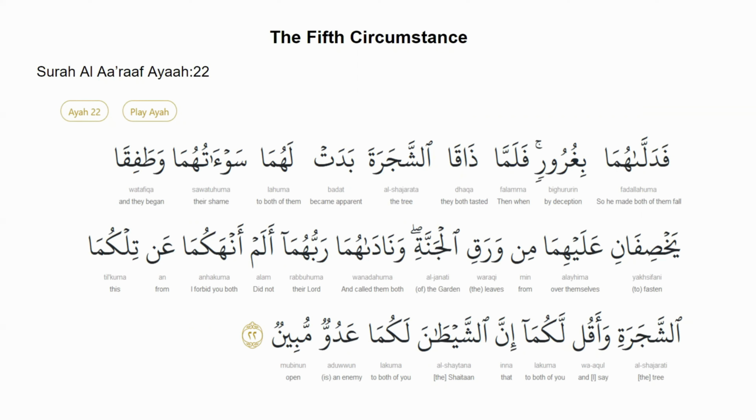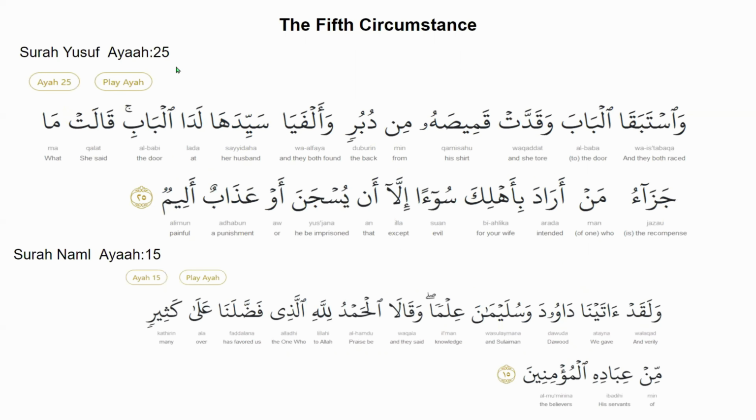Like this, in Surah Yusuf, ayah number 25, you can see wastabaqa, and they both raced al-baba, to the door. If I don't do Nabr here, there is a possibility that I will change the meaning. So the Nabr will make sure that the meaning is not confused. By doing Nabr, this is how I will recite it. وَاسْتَبَقَ الْبَابَ. And Nabr will make sure that there are two subjects and the meaning is not confused.